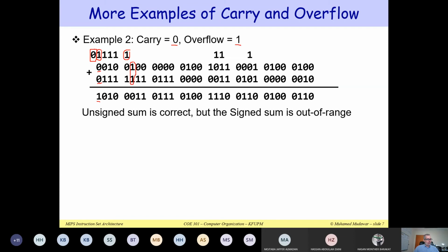You can also detect overflow very easily as a programmer. You are adding two positive integers, and the sum is negative. How come the sum of two positive integers is negative? That's an indication of overflow. That's the meaning of overflow.